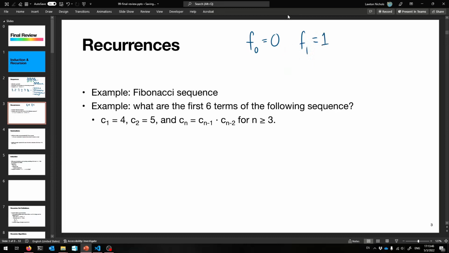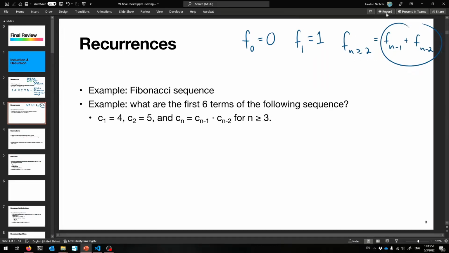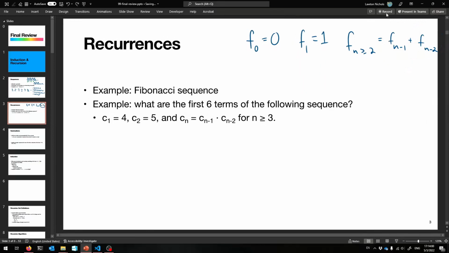And then after that, f of n, for n greater than or equal to 2, any index into the sequence, is equal to f of n minus 1 plus f of n minus 2, right? Those previous two elements, add them together, and you have then made the Fibonacci sequence, okay?